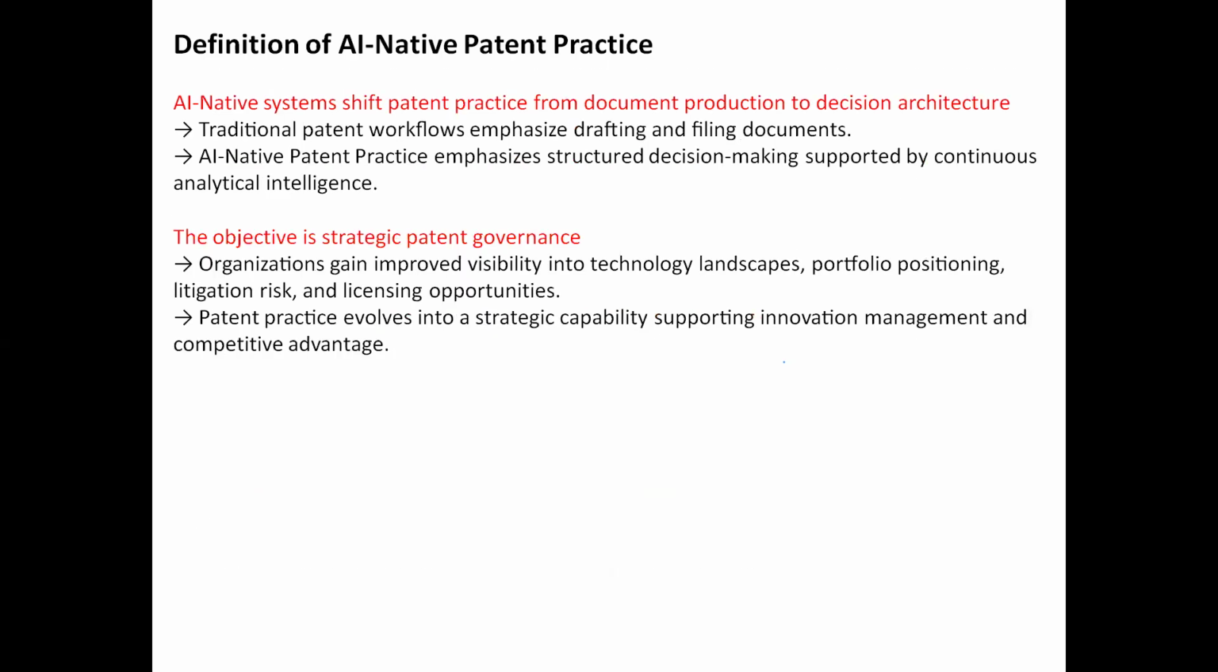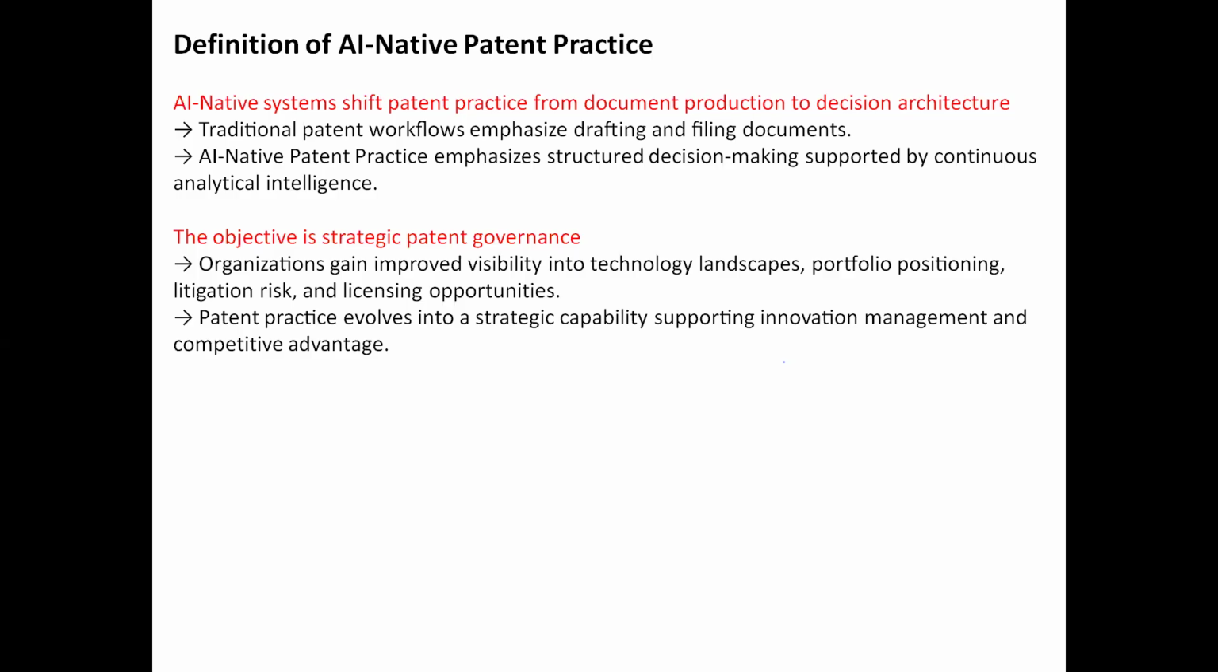Also, AI-native systems shift patent practice away from document production. Before, what you were doing was landscaping, charting, search reports, filing applications, and office action responses. It was producing licensing strategy, all kinds of documents. It's not that anymore; we are now at a point where decision architecture is needed.